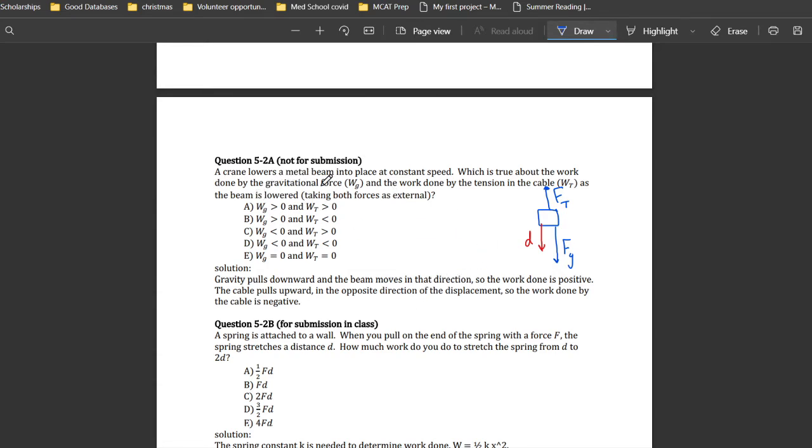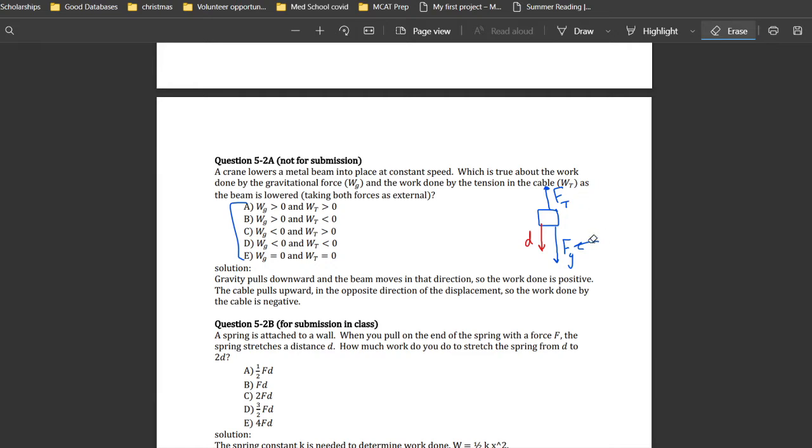A crane lowers a metal beam into place at constant speed. Which of the following statements about the work done by the gravitational force, W sub G, and the work done by the tension on the cable as the beam is lowered is true? So which of the following statements about work is true about the work done by the cable and the work done by the gravitational force, F sub G?